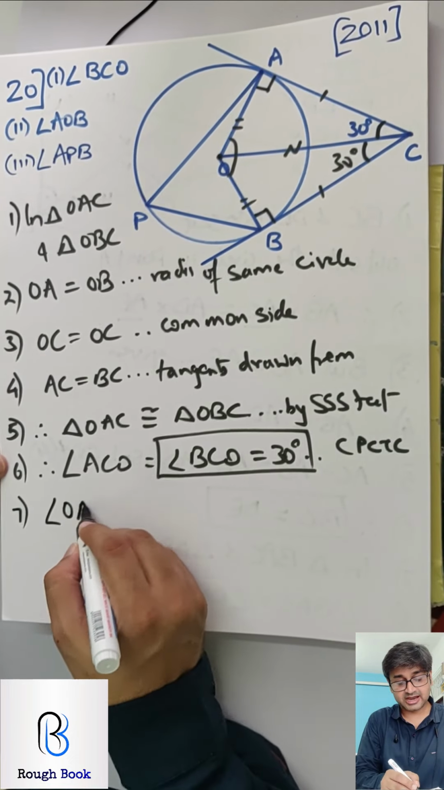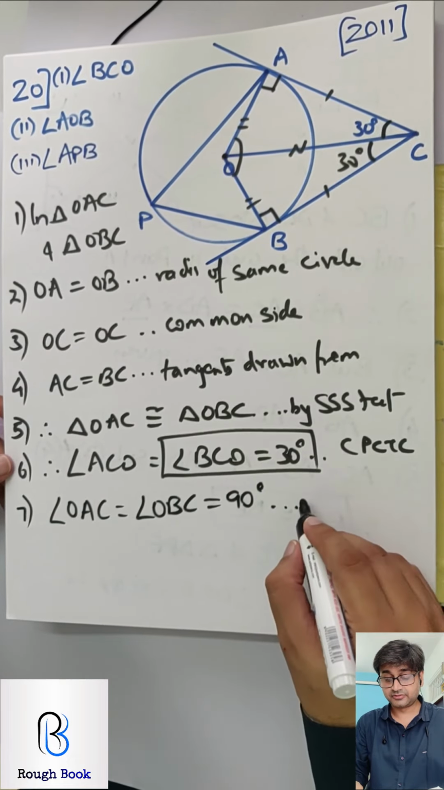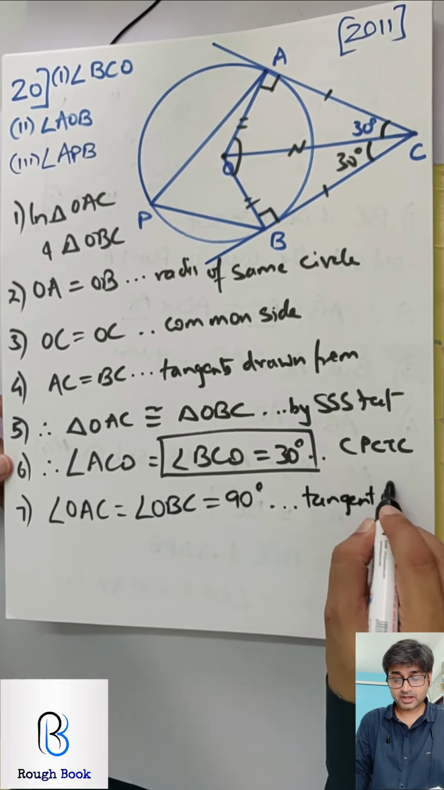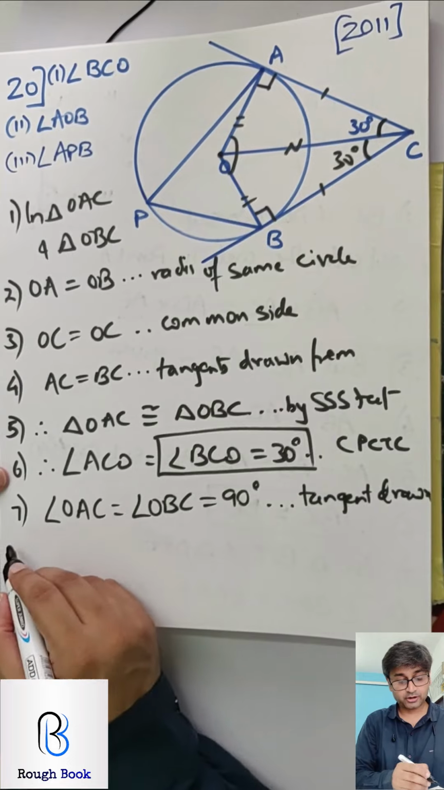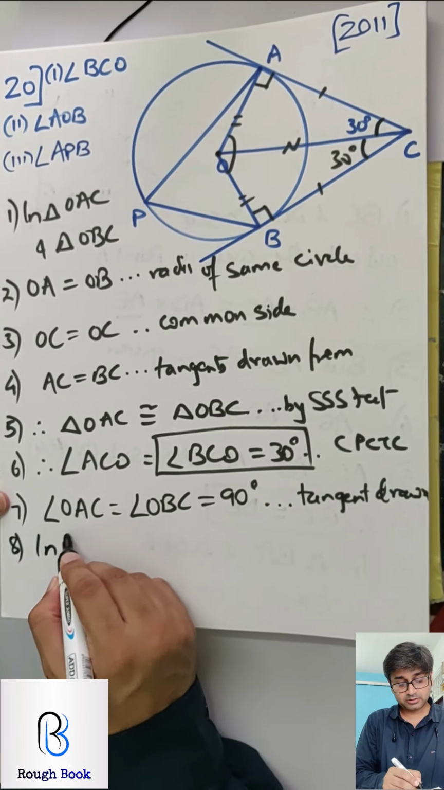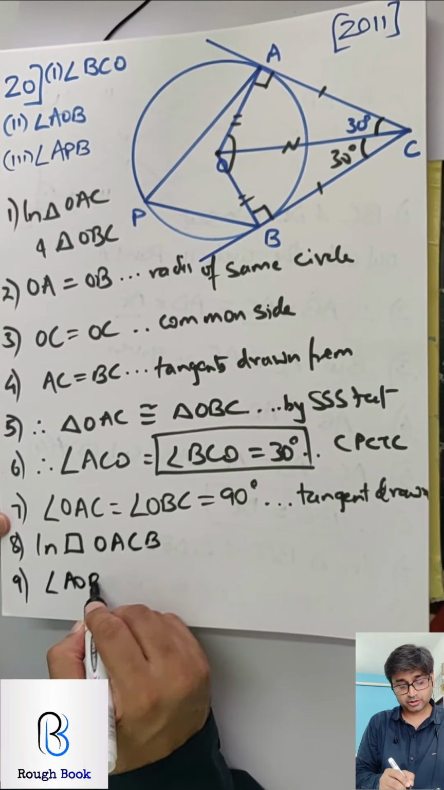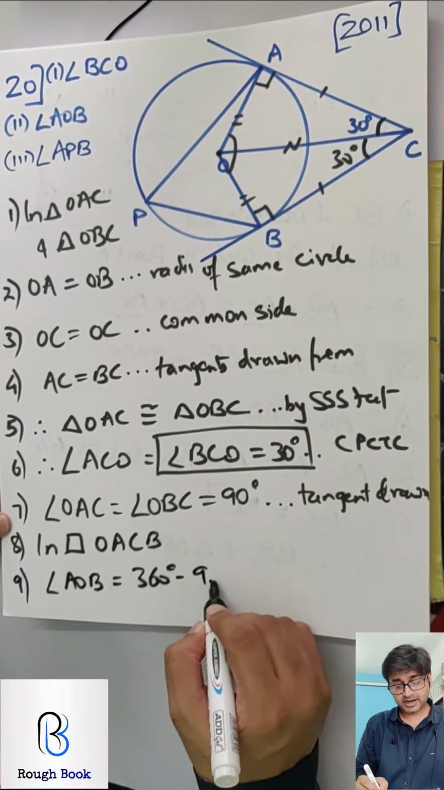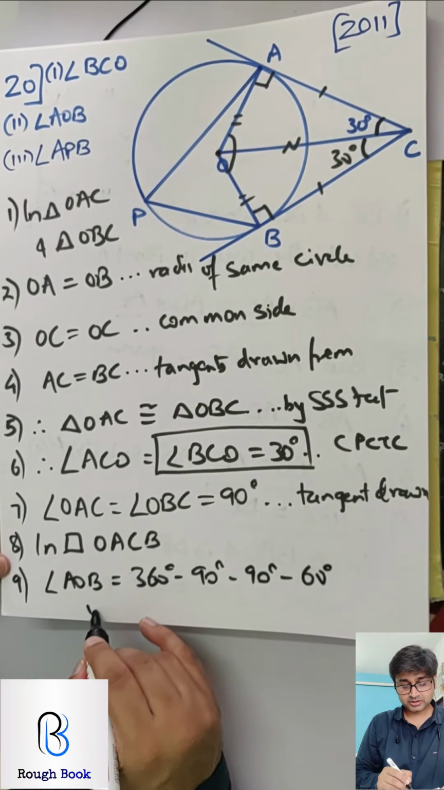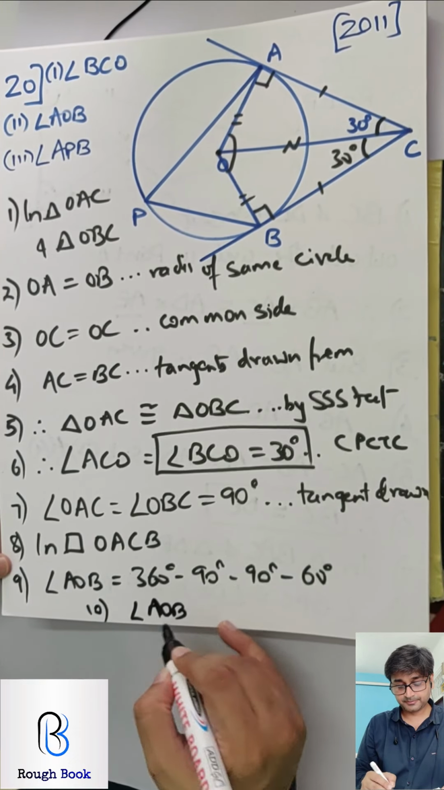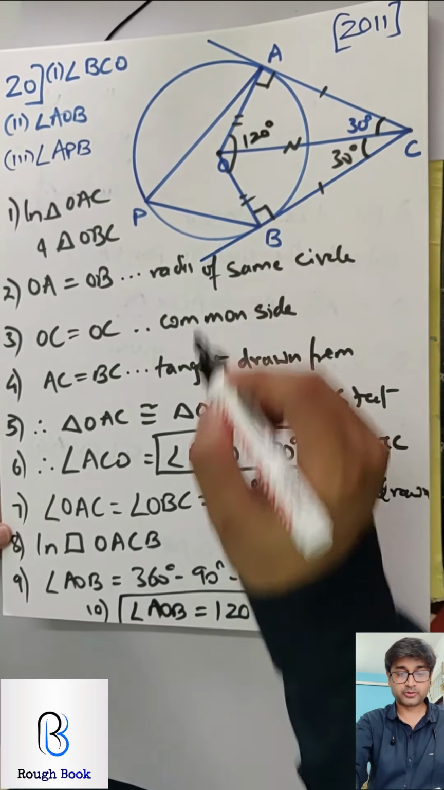Step 7. First say that angle OAC equals angle OBC equals 90. The reason will be: tangent drawn at any point on the circle is perpendicular to the radius through that point. I hope you learned that statement by now. And now, jumping into the quadrilateral OACB, directly I can say AOB equals 360 minus 90 minus 90 minus this 60. So my last step for this part, AOB, how much will that be? 120 degrees. So we got this one as 120.